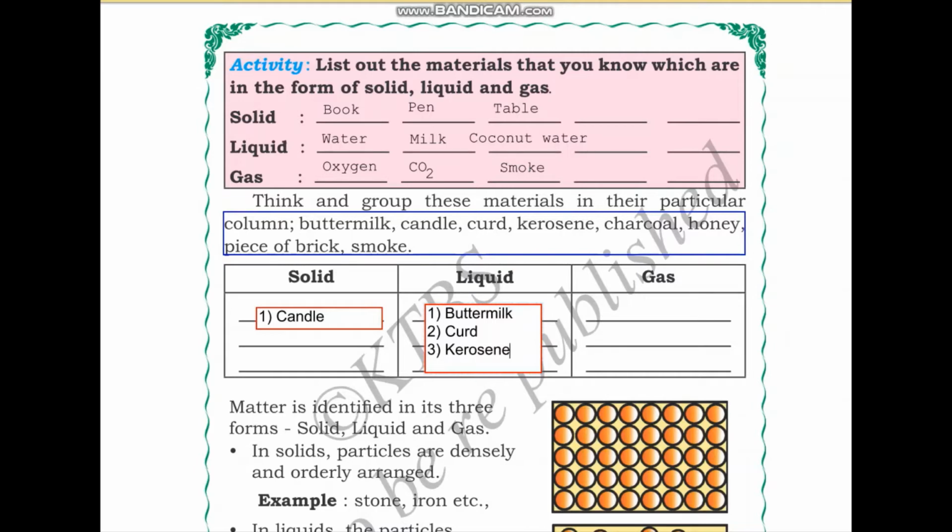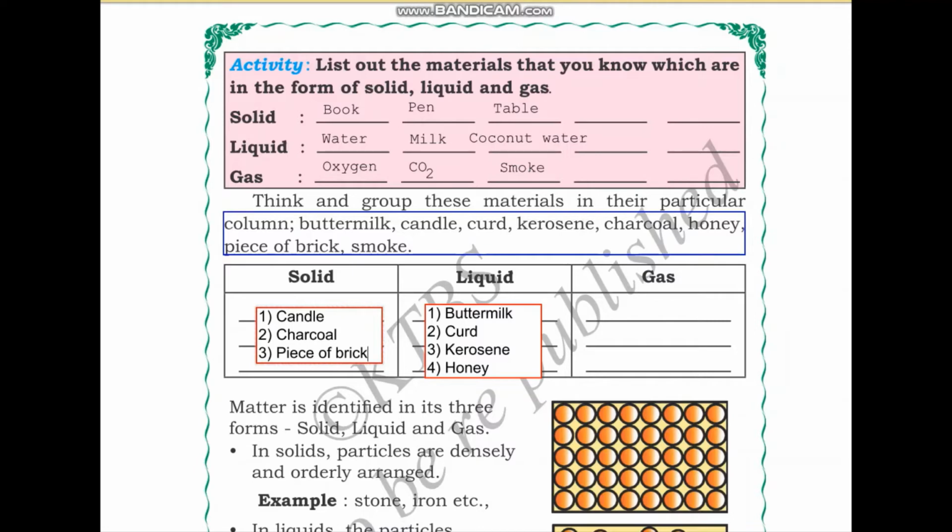Okay. Next, it's charcoal. So charcoal is a hard substance. So we need to place it under the solid part of the table. So charcoal can also be used as a fuel like kerosene. Next, honey. We know honey is a liquid because it flows and takes the shape of the container. So honey is in liquid form. Next, a piece of brick. So piece of brick, like we all know, it's a solid. Solid because it's a hard substance.